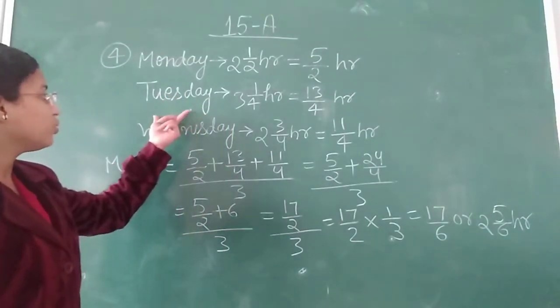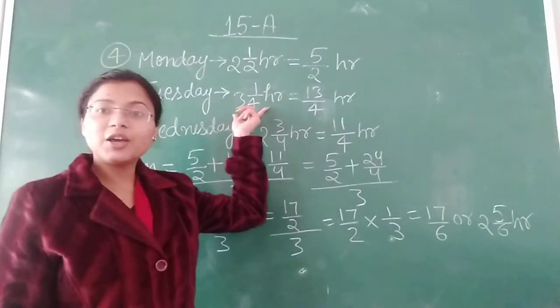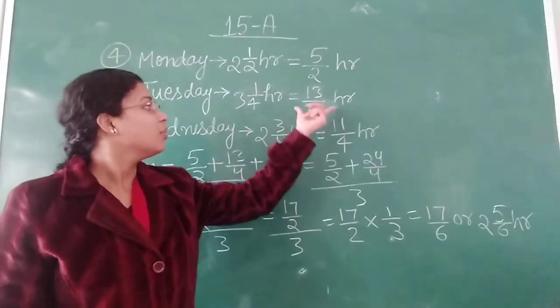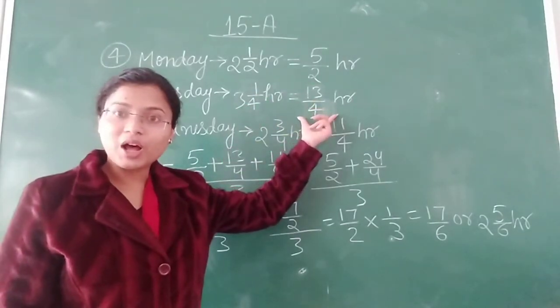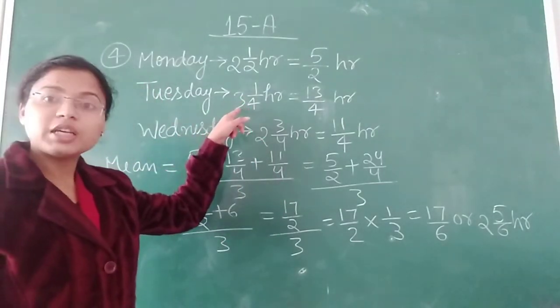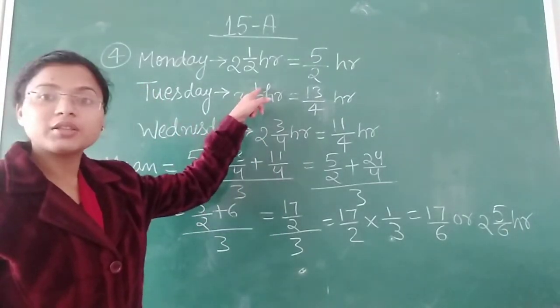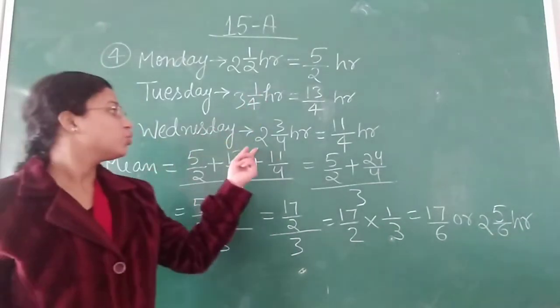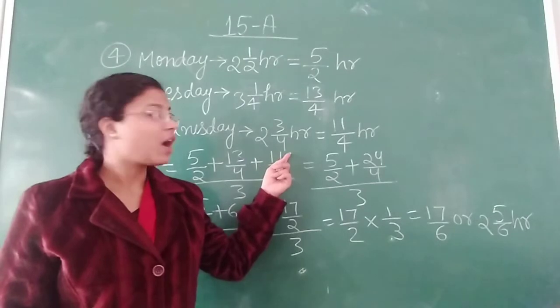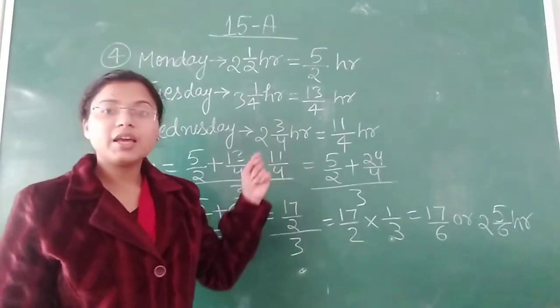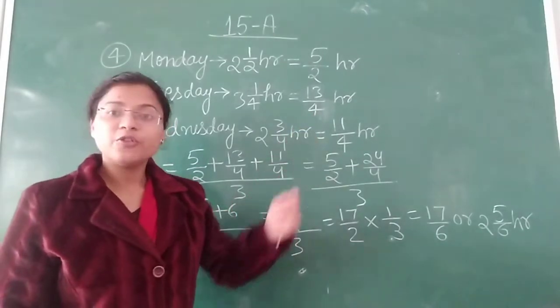Now for the Tuesday, she works 3 whole 1 by 4 hours. It is in the mixed fraction, means 13 by 4 hours. How am I converting it? 4 into 3, 12. 12 plus 1, 13 upon 4. Wednesday, 2 whole 3 by 4 hours means 2 into 4, 8. 8 plus 3, 11. 11 by 4 hours.